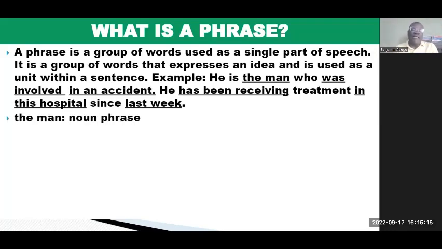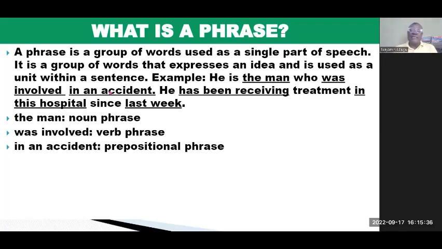Now, the first one is the man. You can see it underlined here. What type of phrase is the man? It's a noun phrase. Then the next one is was involved, okay? Was involved is a verb phrase, or you call it verbal phrase. Then the next is in an accident, which is a prepositional phrase.